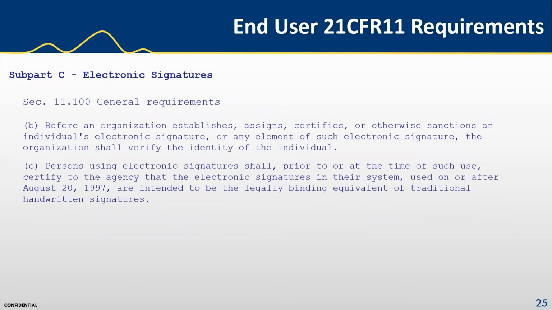If you look at electronic signatures, Section B requires the organization to verify the identity of the individual within the company who will be using an electronic signature. In Section C, it requires an organization to certify that any electronic signature used after the 20th of August 1997 is legally binding. So here the FDA is tying down your electronic signature, and it's a legally binding signature.